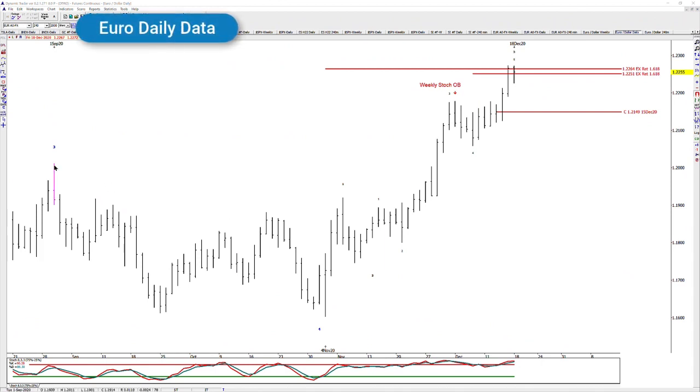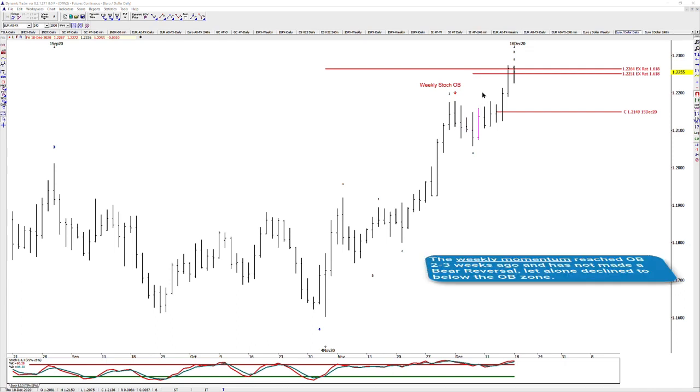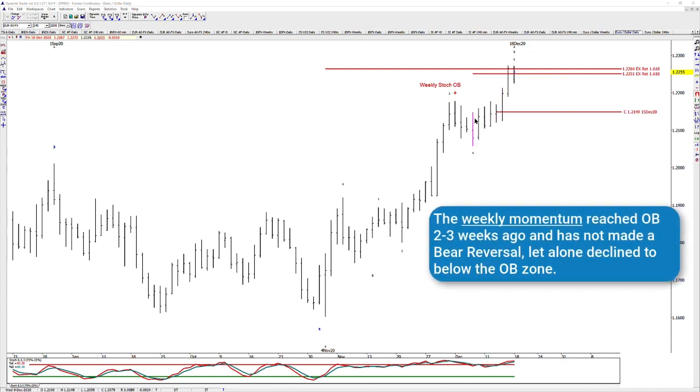So again, here's that weekly wave 4, the 162% external retracement right around where the high is as of the week ending December 18th. We know that the weekly momentum is overbought. I just made a note on the chart that as of this bar, that's a Friday in early December, the weekly stochastic reached overbought. So over the next 2 to 3 weeks, since it reached overbought, it has remained overbought, has not made the bear reversal.